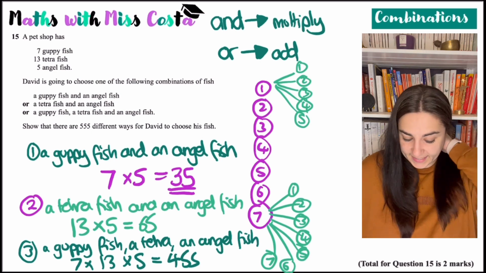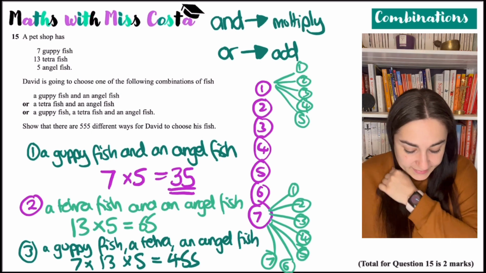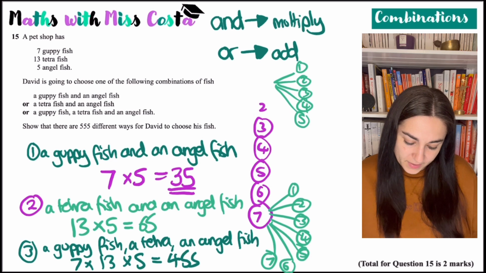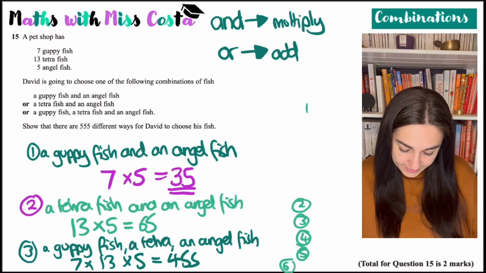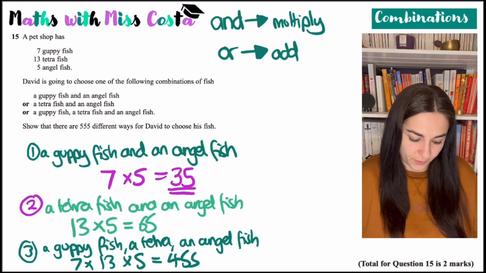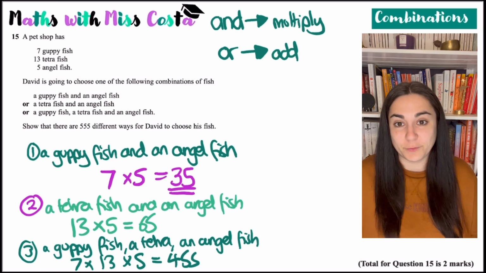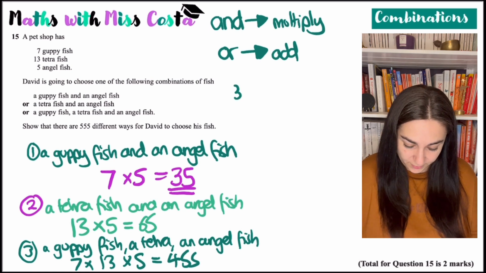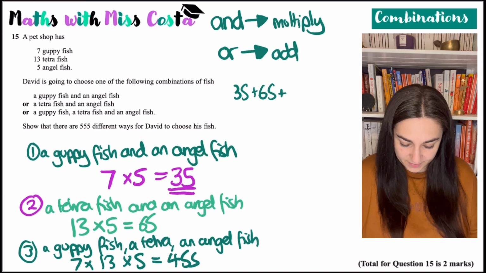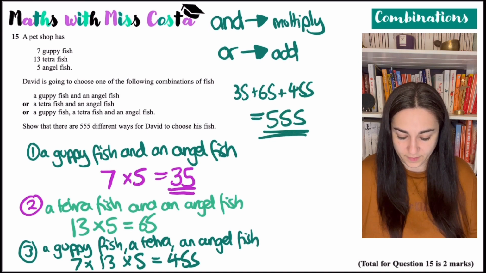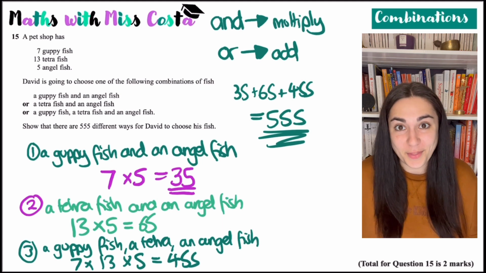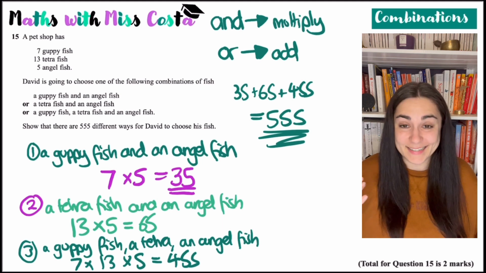So if he just gets a guppy fish and an angelfish, he has 35 combinations. If he gets the second option, he has a total of 65 combinations, and for the last one he has 455. So we just do 35 plus 65 plus 455 equals 555. So that is how there are 555 different ways for David to choose his fish.